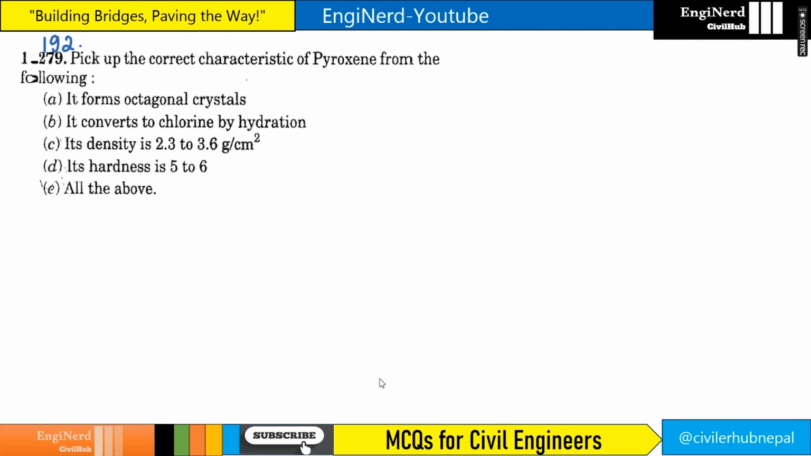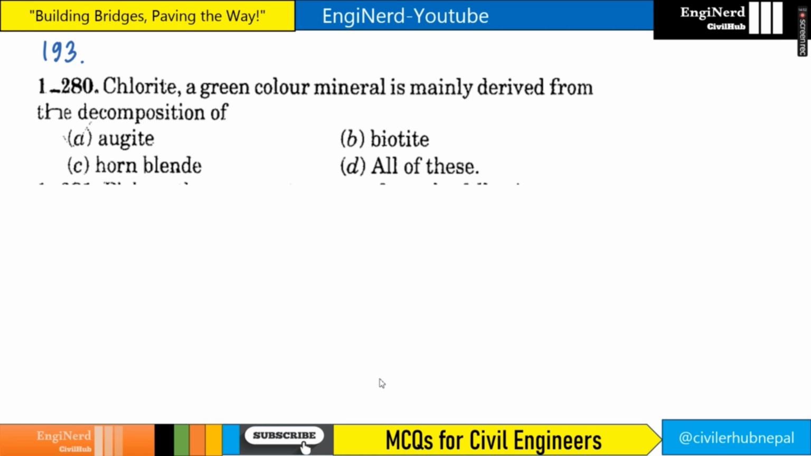Pick up the correct characteristics of pyroxene from the following. It forms octagonal crystals. It converts to chlorite by hydration. Its density is 2.3 to 3.6 gram per cubic centimeter. Its hardness is 5 to 6. All of the above. The answer is all of the above.